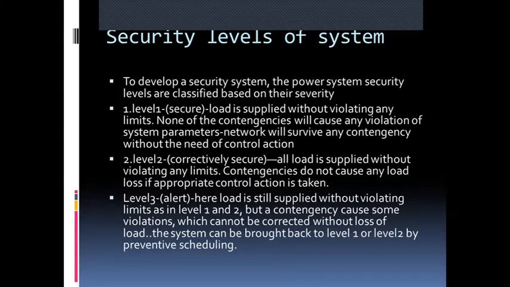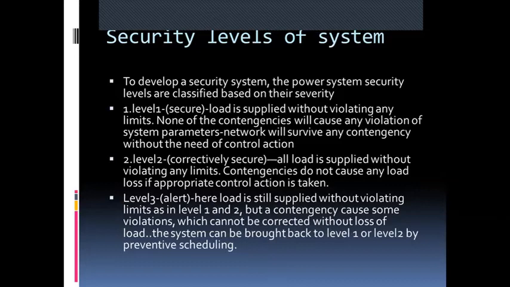This may be because the severity of the disturbance is very small in that case. In that case, we say the system is secure. Whereas level 2 is correctively secure. In this case, all the load is supplied without violating the limits. Again, load demand and generation are balanced, and the load is supplied without violating any limits. Remember, we mainly concentrate on voltage and frequency. These two should not violate the limits.